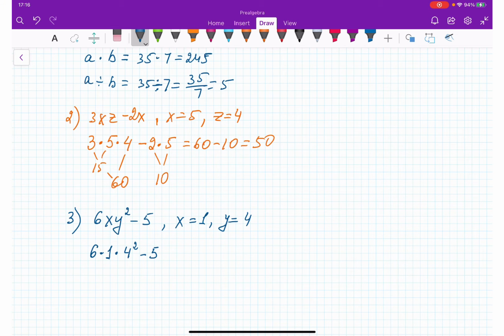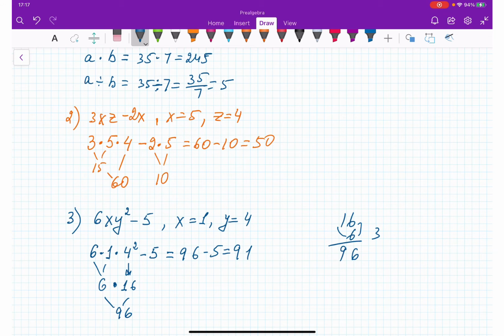So what do we get? 6 times 1 is 6. 4 squared is 16, right? We need to multiply, and minus 5. Let's see, how much is 6 times 16? 16 times 6 is going to be 6 times 6, 36, 3 in mind. 6 times 1 is 6, and 3 is going to be 96. So here is 96. And the result is 96 minus 5 is equal to 91.